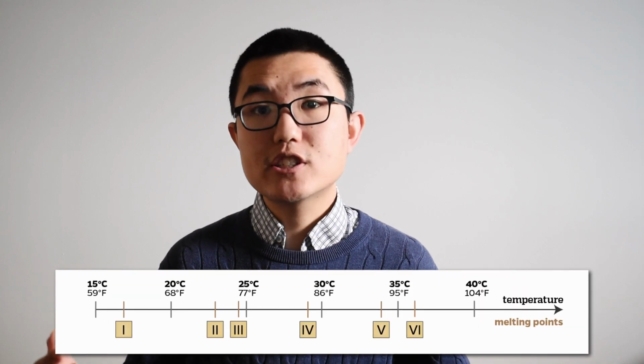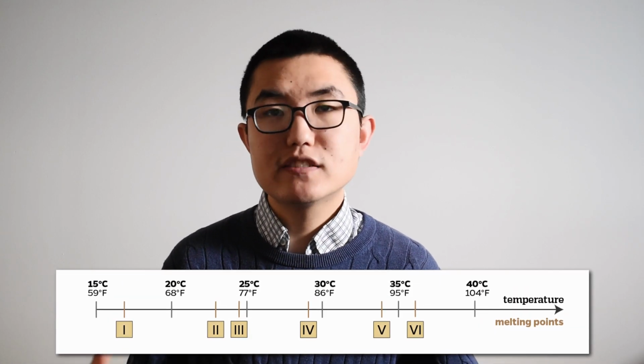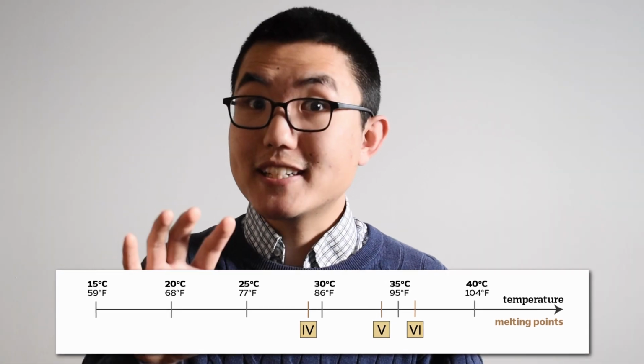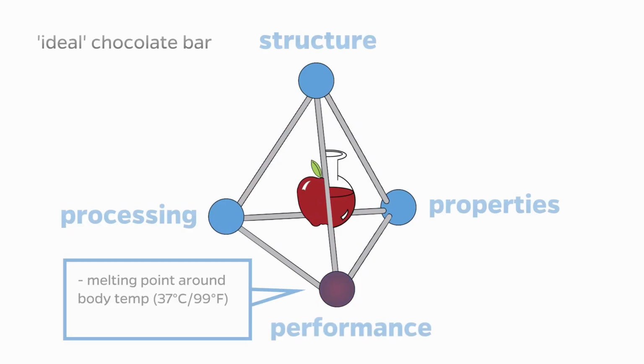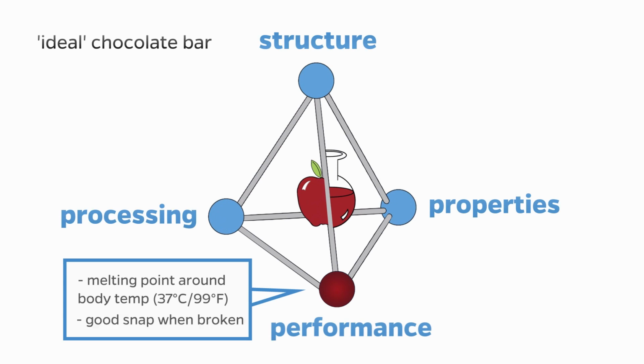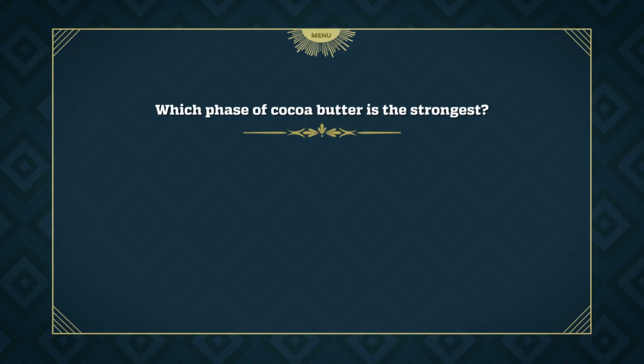Based on this criterion alone, this means that the ideal crystal structure would be something like phases 4, 5, or 6. But wait, we can narrow it down even further. Another criterion for chocolate performance is that it should have a good snap when it's solid. Let's think about the mechanical properties of the different phases of chocolate. Here's another question for you. Which phase of cocoa butter would you expect to be the strongest, phase 1 or phase 6?